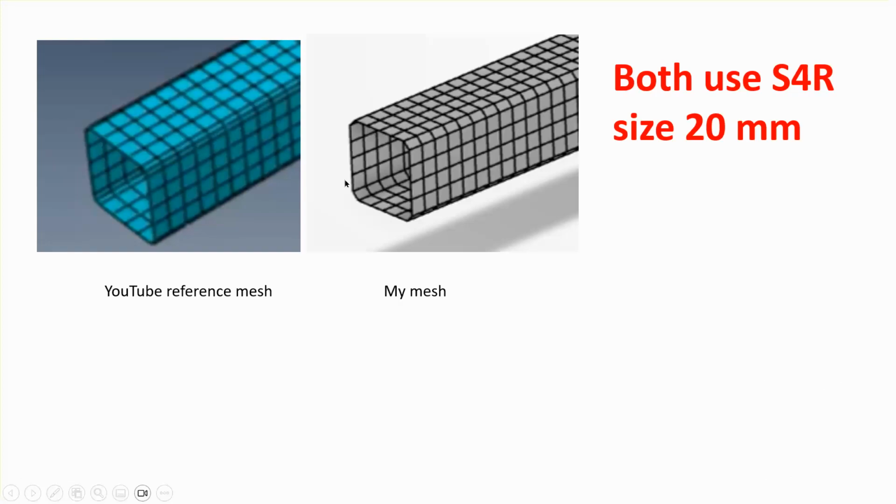Now, here's the difference between our meshes, because these are S4R elements, each 20 millimeter long. Of course, mine is kind of at the corners. I don't have a nice curved transition like this, but it takes some extra work in order to make it look like that, which I decided to ignore.